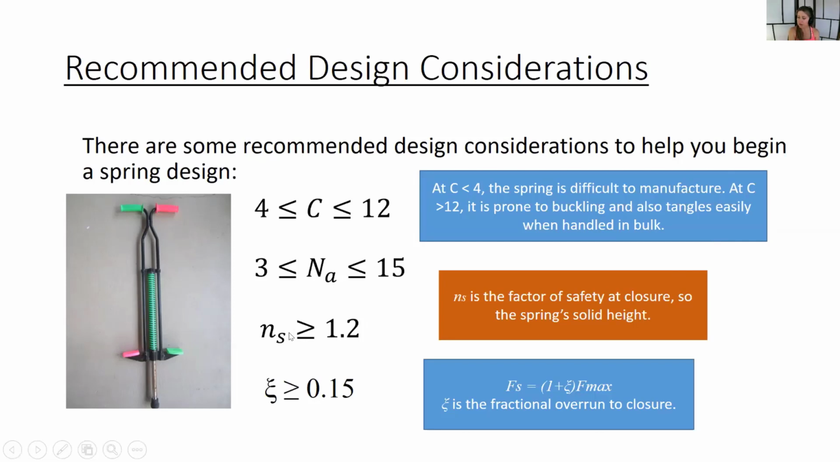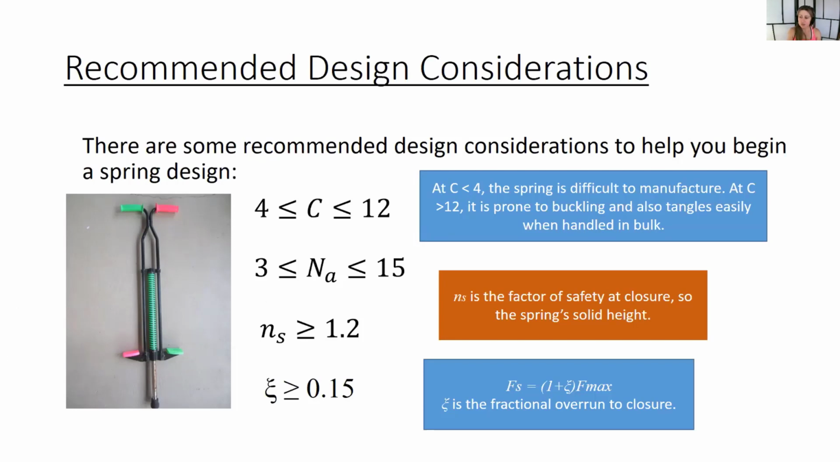In terms of factor of safety, I think a factor of safety of at least 1.2 is good general advice, but you might want a higher factor of safety for critical applications. And note that Ns is the factor of safety at closure, so the spring solid height. This is when the spring is subjected to the highest force, and hence torsional shear stress is at its greatest point. So this Z parameter is a fractional overrun to closure.